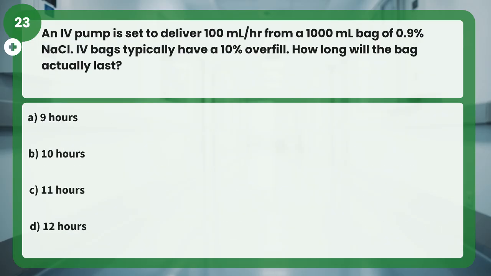Question 23. An IV pump is set to deliver 100 milliliters per hour from a 1000 milliliters bag of 0.9% NaCl. IV bags typically have a 10% overfill. How long will the bag actually last? A. 9 hours. B. 10 hours. C. 11 hours. D. 12 hours.